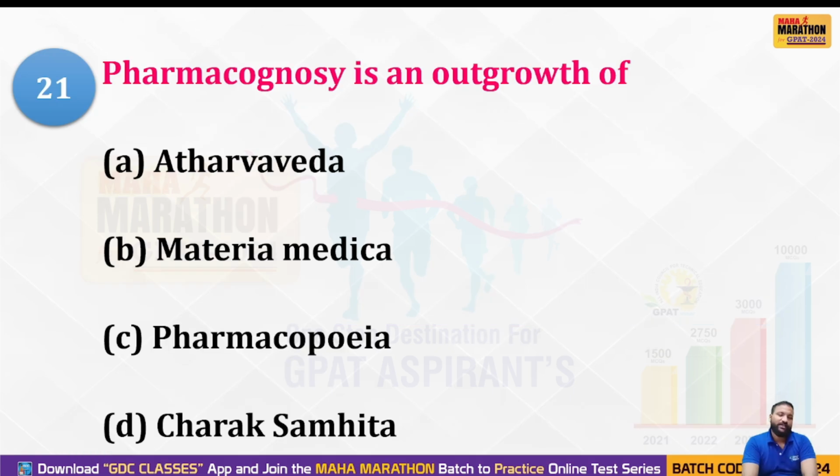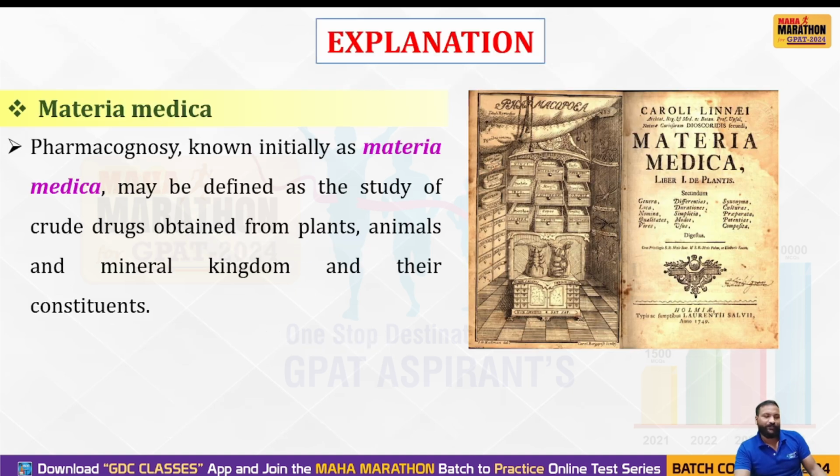Okay. And the next question, the 21st question in GPAT series 2: pharmacognosy is an outgrowth of where, from where is it originated? Option A Atharvaveda, B Maitreya Medica, C Pharmacopoeia, and D Charaka Samhita. Every option is different. What is the right option? Maitreya Medica is the right option because it originated from the Maitreya Medica only. From this Maitreya Medica, the word pharmacognosy is explained or developed.